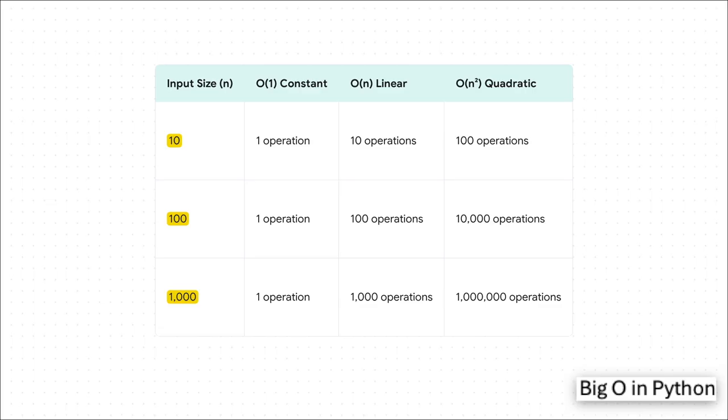Constant time? Still just one single operation. Linear time is now 1,000 operations. But quadratic, it has just skyrocketed to 1 million operations. 1 million. This table right here is the scaling problem. A choice that seemed okay with a little bit of data just became an absolute performance nightmare.